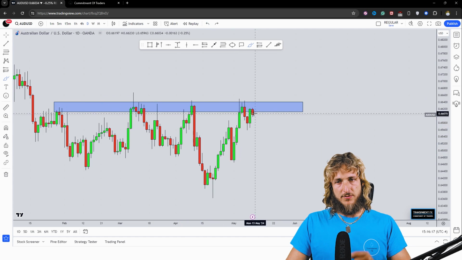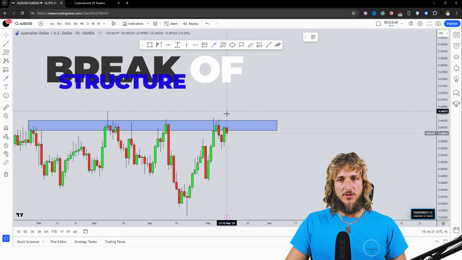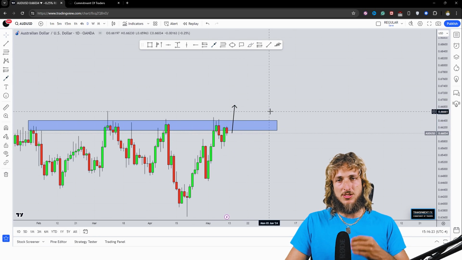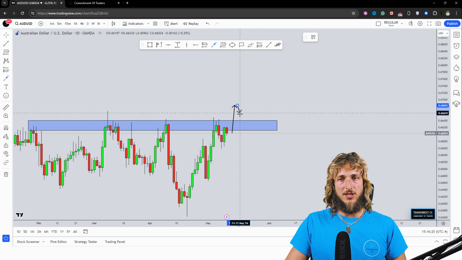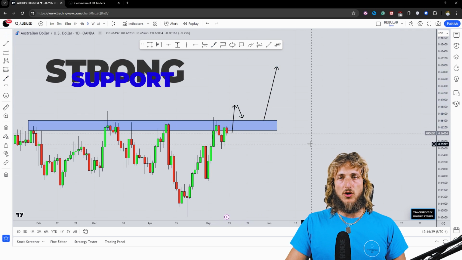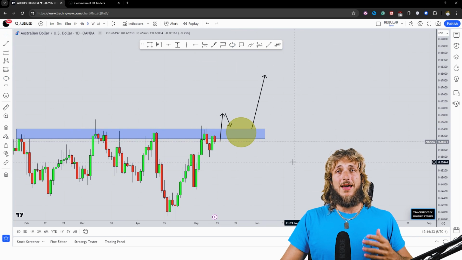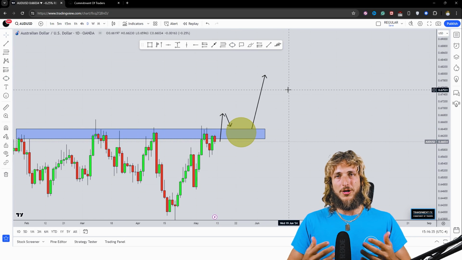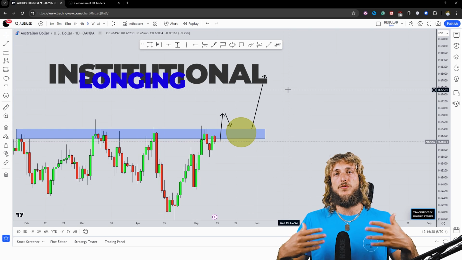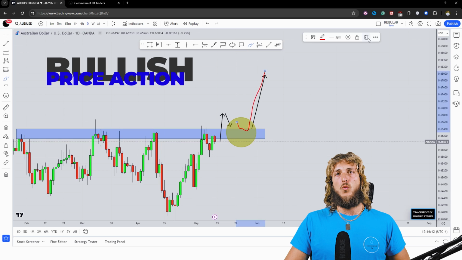Now, only if the market will manage to break above this level, only at that point could we expect more continuation to the upside. Because if we get a break above this level, at that point this previous resistance would become support. And after the break, on the retest of the previous resistance turned support, this is where we have high probabilities of seeing more institutional longing, which at that point would further increase the probabilities of a potential push higher away from this level.